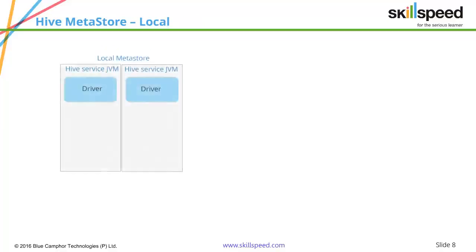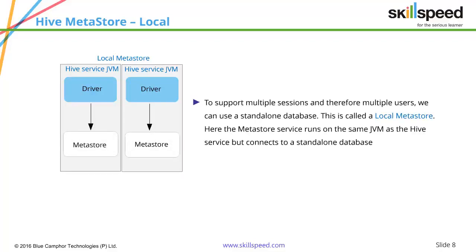The second type of metastore is called the local metastore. In the local metastore, you can have an RDBMS such as MySQL or Oracle as the backend to store the metadata from Hive. Here the Metastore service runs in the same JVM as the Hive service, but the database is separate and can be hosted on an independent machine. The advantage of this architecture is that you can now have multiple login sessions with Hive.